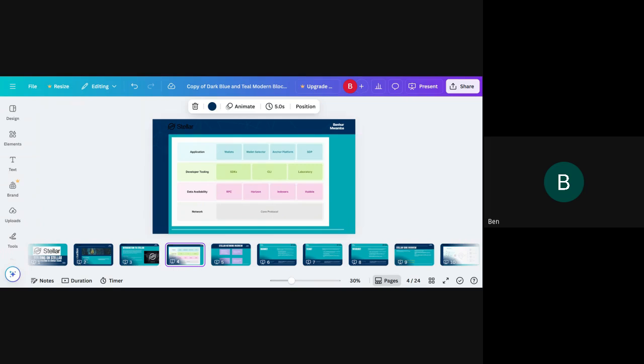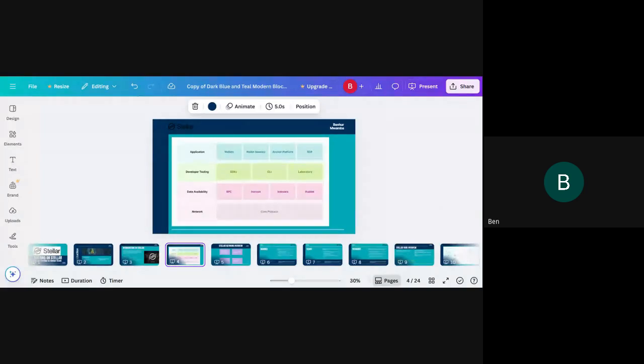At the very bottom is the network layer. That's basically the backbone of everything that's happening in the Stellar blockchain. For example, the software itself, the Stellar Consensus Protocol, and it's basically the backbone of the Stellar blockchain network.